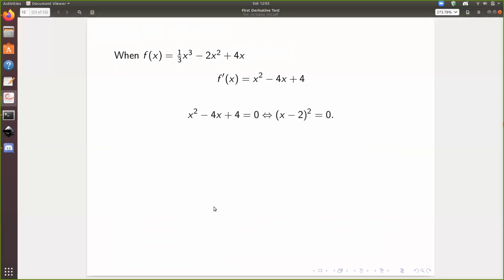Now, what do we do? We set it equal to 0, and we notice that x squared minus 4x plus 4 is a nice little perfect square situation. So we get x minus 2 squared equals 0. And we get a critical point at 2. So now we test the regions where a number is a little less than 2, a little greater than 2.